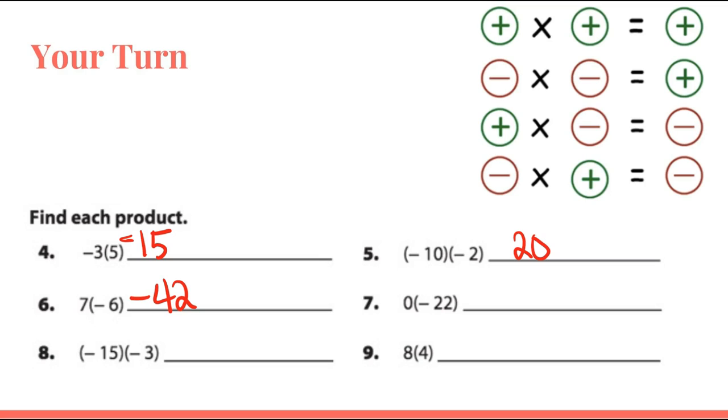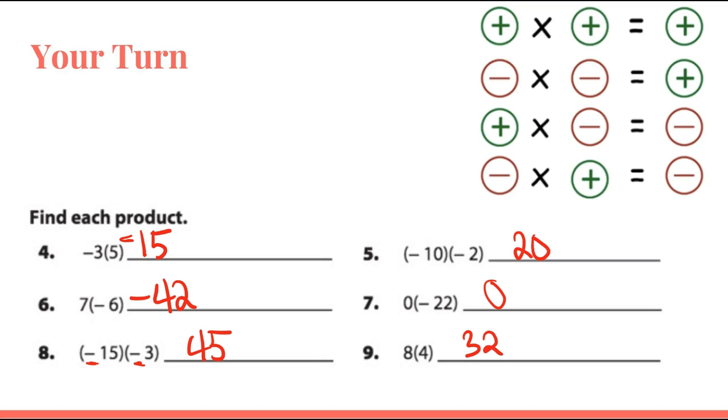Number 7, 0 times negative 22. Any number times 0 is just 0. And remember, 0 is neither positive nor negative, so I don't put any sign with it. I don't want to say negative 0. I don't want to say positive 0. It's just 0. Number 8, 15 times negative 3. I do 15 times 3, which is 45. My signs are different, so my answer is negative. And number 9, don't get confused when they're both positive. You've been multiplying two positive numbers your whole life. 8 times 4 is just 32.